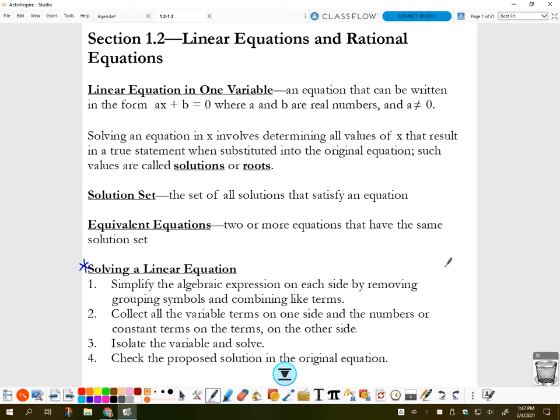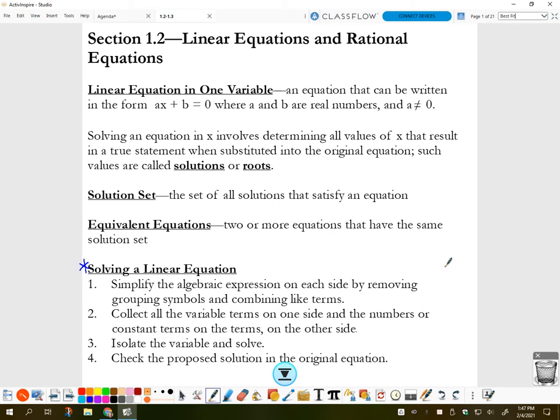Alright, so on this slide, you do not need to write down anything other than the title and this part that I starred. Read through the definitions, make sure you understand that a linear equation is an equation that can be written with one variable, like ax plus b equals 0. Solving an equation involves determining the values of x that would make a true statement. Sometimes we call solutions roots. Sometimes we call them the answer. Anyway, there's lots of names for solutions. It ultimately means where the graph would cross the x-axis. That will become important in the next chapter.